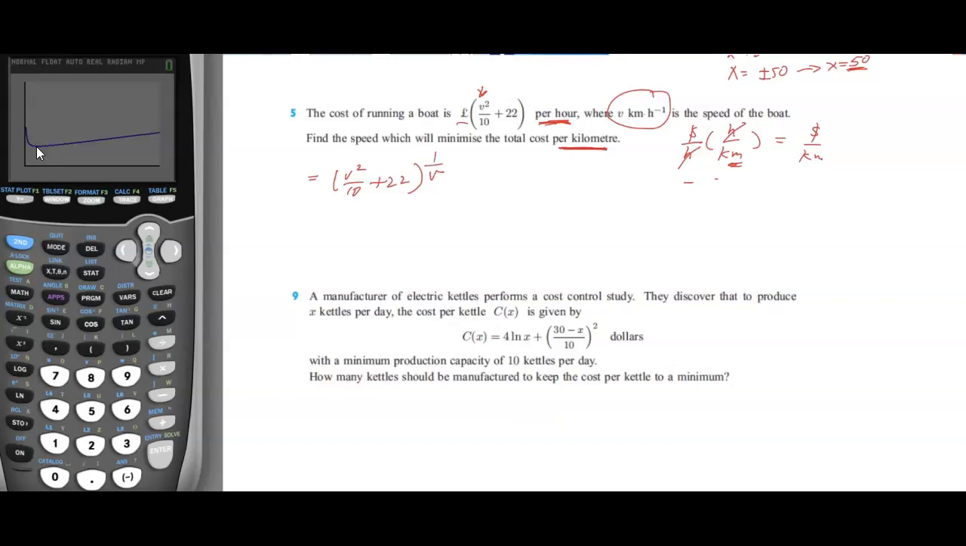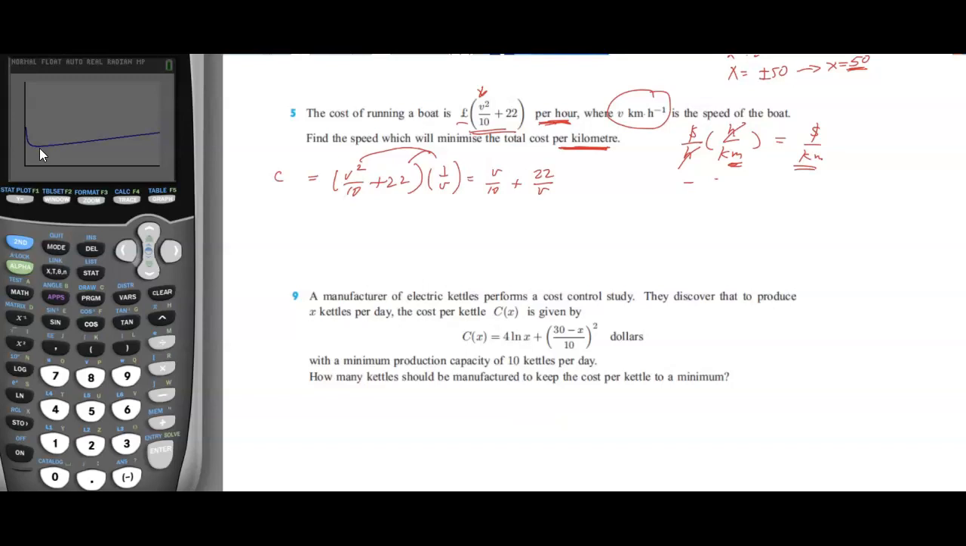So what we want to do is we want to take this original function, which is per hour, and we're going to divide by the velocity, or multiply by 1 over the velocity, and that is going to give us a cost function, which is per kilometer. Okay? That's what we have shown here. So let's just simplify this. We're going to distribute 1 over v to both. So we'll have v over 10, and we'll have 22 over v. And here is our new cost function, which is per kilometer. And I'll call it c.